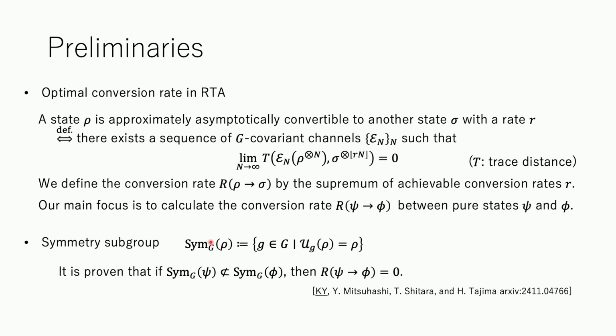And relatively easily, we can prove that the symmetry subgroup provides a necessary condition for the conversion rate to be non-vanishing. Intuitively, this is because under the conversion using a G covariant operation, the state becomes less asymmetric, or equivalently more symmetric. So for the conversion to be possible, the symmetry subgroup should be enlarged when compared between the initial state and the final state. This is the intuition behind this fact.